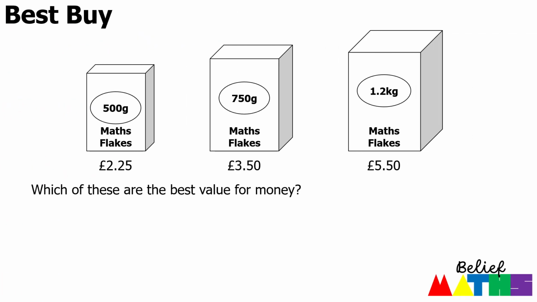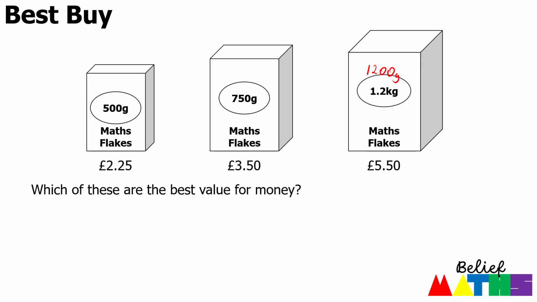And the next question is best buys. Now with best buys, what you want is to have the same quantity for each one. So we've got different quantities here. You can scale it up or you can scale it down. I always find it easier just to find the price of 1 gram. So first thing we're going to do is convert this last box into grams. So that's 1,200 grams.